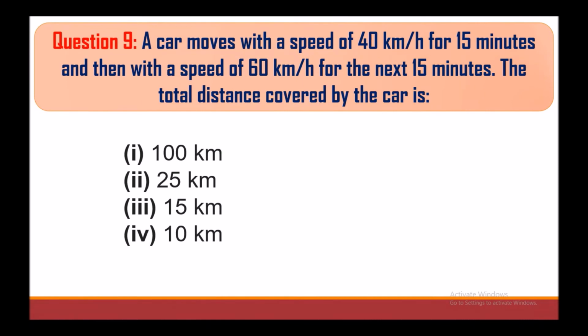10. A car moves with a speed of 40 km per hour for 15 minutes and then with a speed of 60 km per hour for the next 15 minutes. The total distance covered by the car is 100 km, 25 km, 15 km or 10 km.